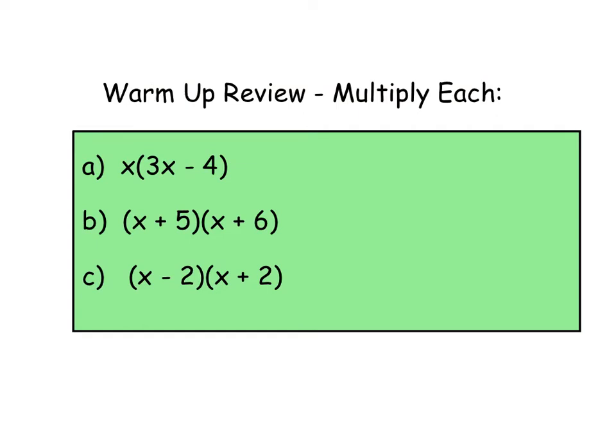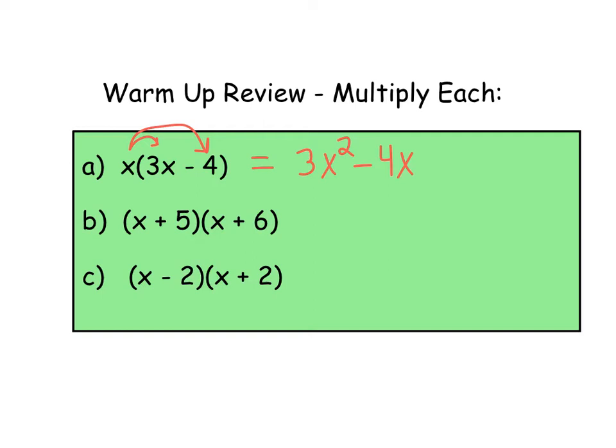All right, so before we actually get into factoring things, let's look at multiplication. Kind of a review. If we wanted to multiply these three things out, of course we're going to call it distributing. So we would multiply the x by each of those, and we would end up with 3x squared minus 4x for the first one.